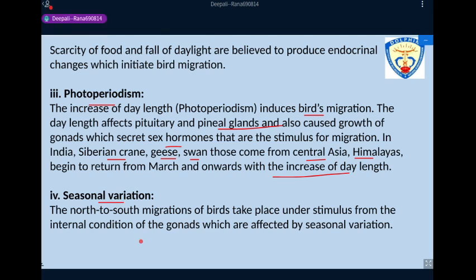Seasonal variation. That is another important factor that is going to influence the bird. Okay, so the north to south migrations of birds take place under stimulus from the internal conditions of the gonads, which are affected by the seasonal variation. So whenever there is a change in the season, the bird will start migrating. The bird will prepare itself to carry out the process of migration and will move from its native place to new places to venture about.